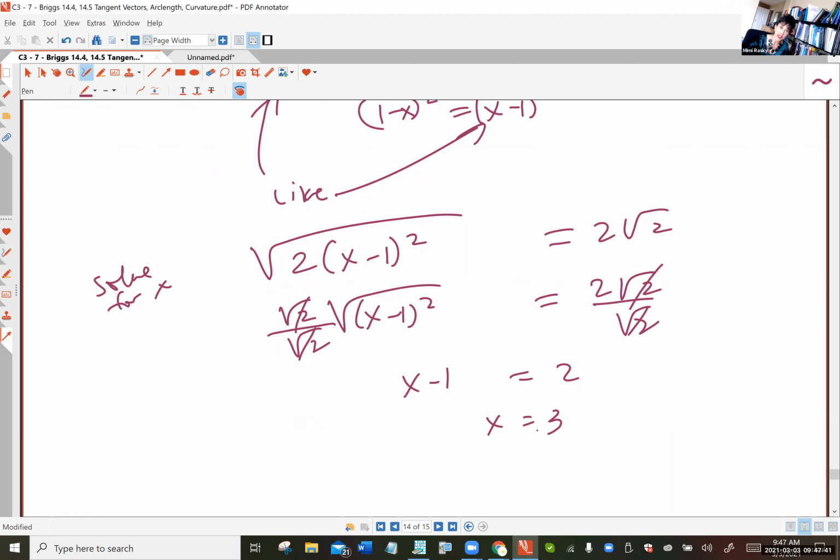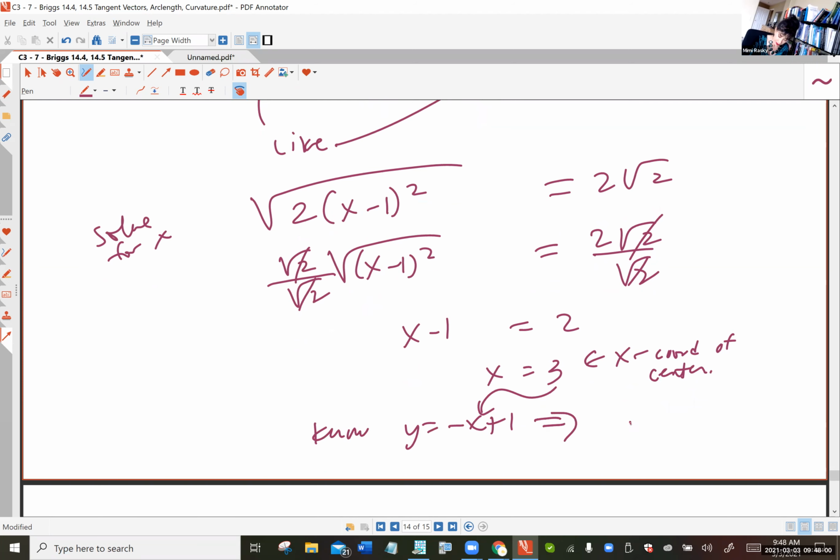Good news. I have the x coordinate of our circle, the snuggle circle. That's the x coordinate of the center of the osculating circle. So how do you get y? Well, you know that y is going to be on a normal line. So we'll use the normal line equation and substitute x equals 3. So the y coordinate of this osculating circle is -2. So the center of the circle has coordinates (3, -2).